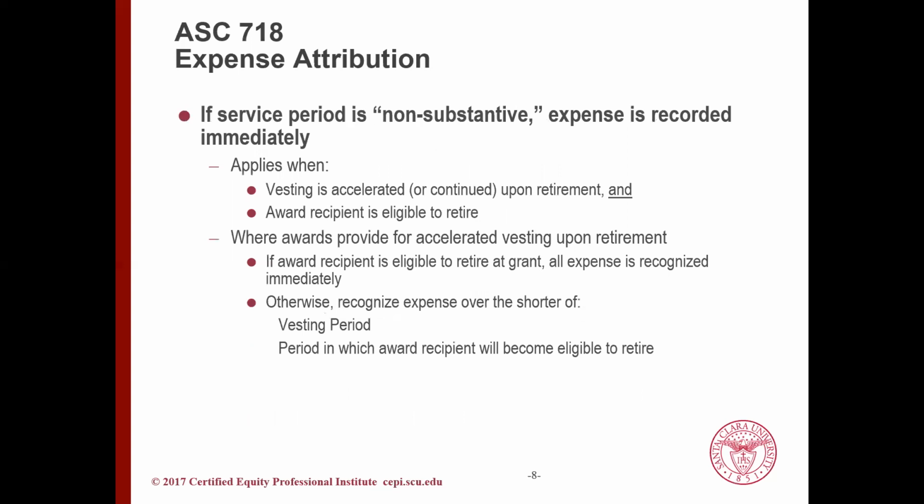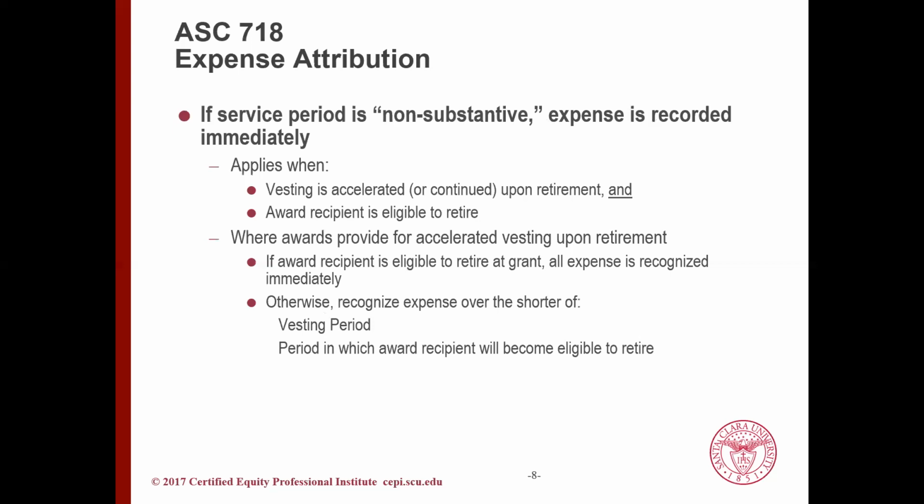So, where vesting requirements are non-substantive, meaning where it is assured that the grant will vest, the service period may be deemed to have already been completed at the grant date or at some time before the stated vesting date. The most common example of this is retirement eligibility provisions, where an employee who is or becomes eligible to retire gets to keep their award, but no longer has to provide service to the company in order to keep it.